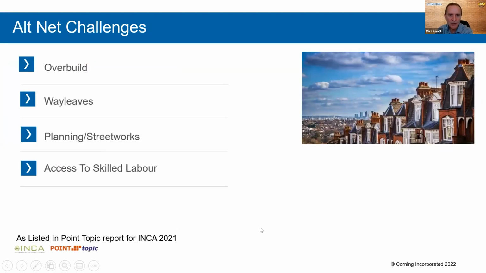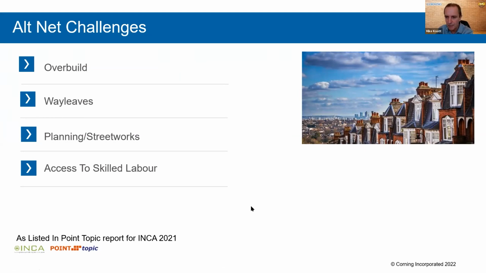So what are the challenges for AltNets? These challenges are not ones I've thought of and put on a slide. They are part of that INCA report I mentioned. Within that report, the AltNets themselves state what their challenges are, and these are the top 4 challenges. Firstly, overbuild. Second, wayleaves, or building owners' permissions. Third, planning and streetworks, and fourth, access to skilled labour.